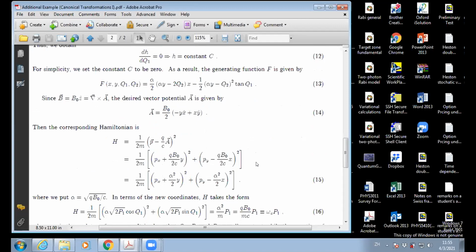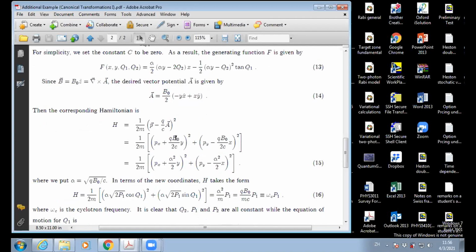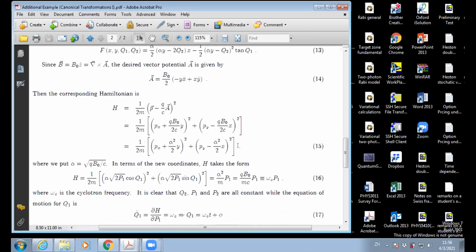Then the corresponding Hamiltonian is given by small p minus the charge, this is the charge, okay, divided by c times this vector potential altogether squared. We just plug in the definitions of this vector potential into the expression, and finally we get a nice expression for the Hamiltonian in equation 15. Here we have put alpha equal to the square root of QP naught divided by c.